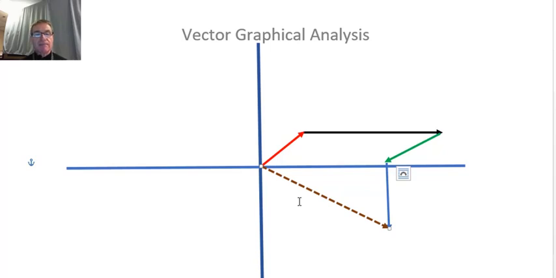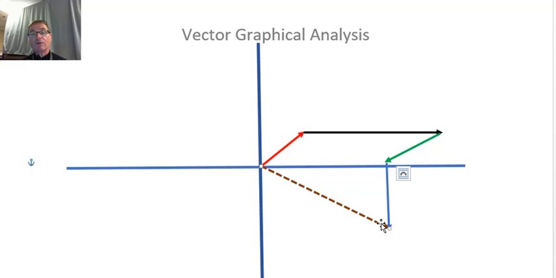So in essence, I could have gotten from the origin right here all the way to this final vector right here, the final blue vector, either by following the red vector path and the black vector path, the green vector path, the blue vector path, right? I could have followed those vectors and I could have gotten to my final destination, which would be down here. Or I could simply have followed the brown dashed vector, right, and gotten to my final destination as well, right?